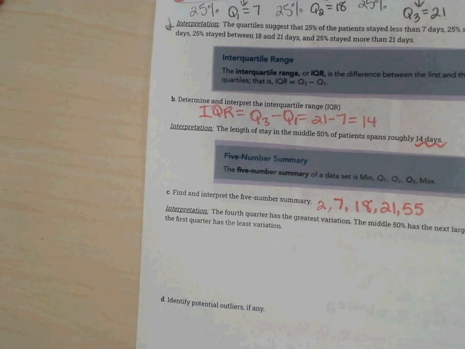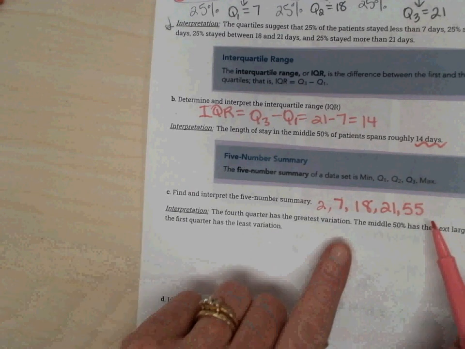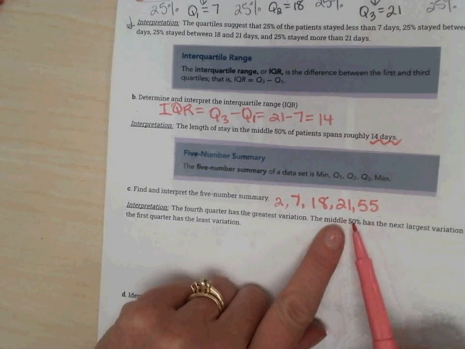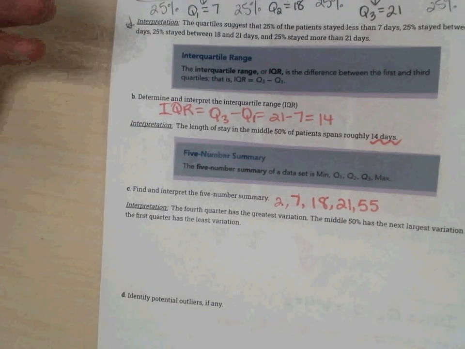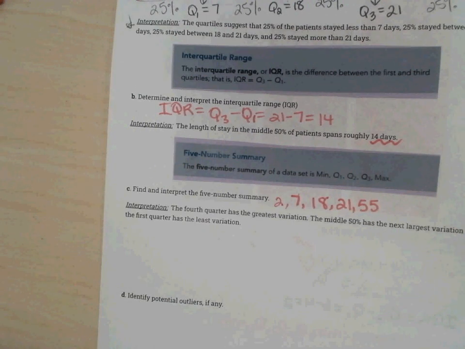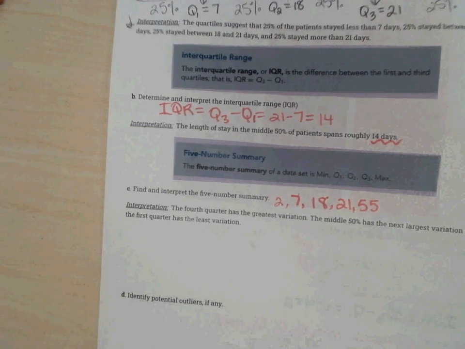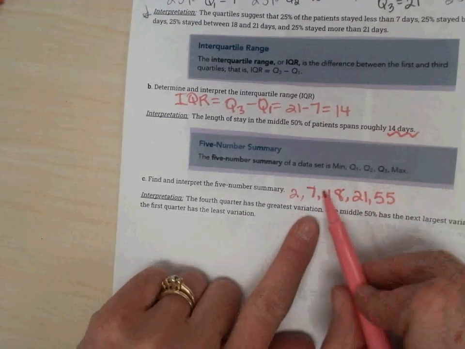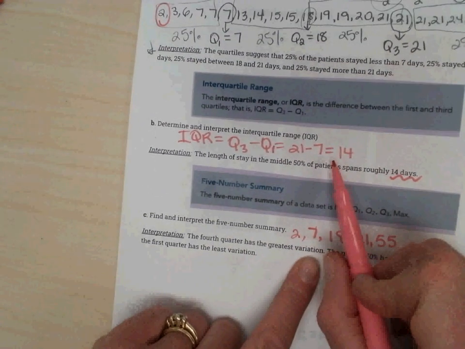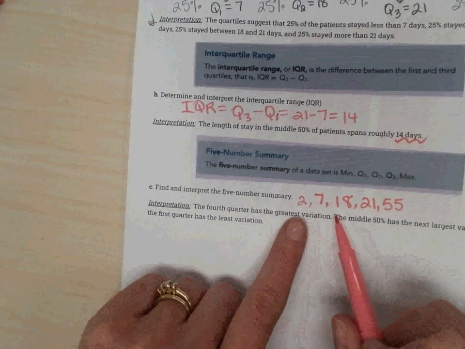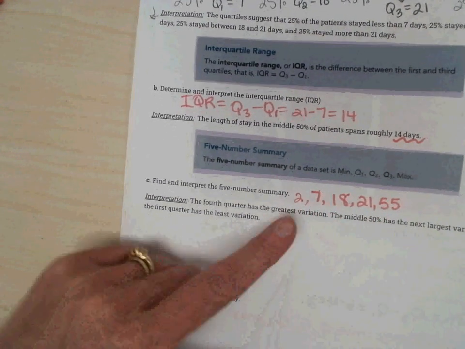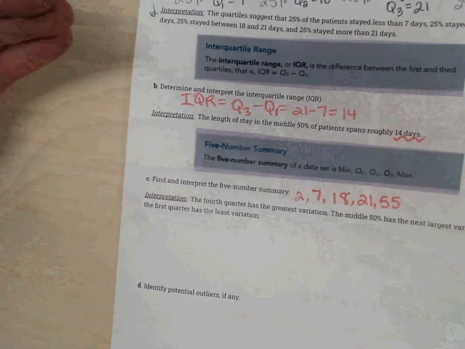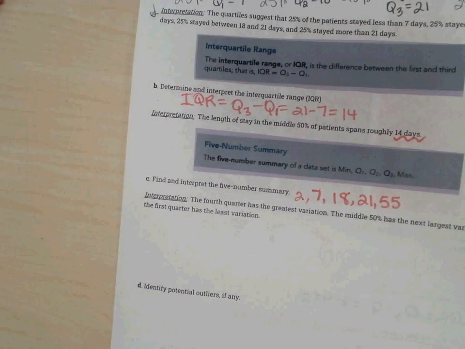Excellent, thanks. So you can see, if I'm looking at my upper quarter of my data set, that's between 21 and 55, that's got a 34-point variation, 34-point spread, versus the middle 50%, which was the IQR, a 14-point spread, and then the lower is just 7 minus 2, a 5-point spread. So this interpretation is referencing, again, a generalization of what's going on in this data set.